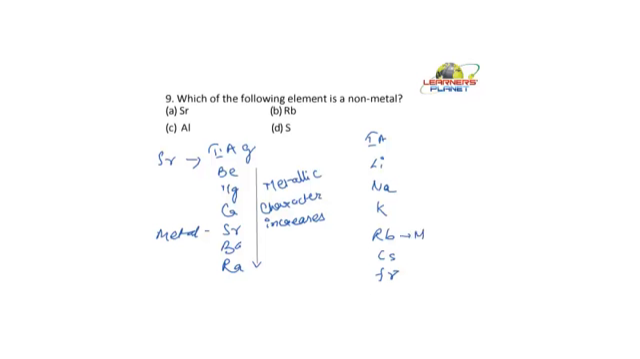Now we have got the third option, that is aluminium. Aluminium is present in third A group: boron, aluminium, gallium, indium, and thallium. Your aluminium is again a metal. So what is left is sulfur. Sulfur belongs to sixth group, that is oxygen, sulfur, selenium, tellurium, and polonium. So sulfur is a non-metal, right?